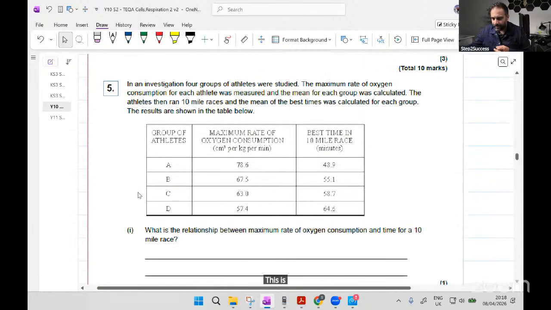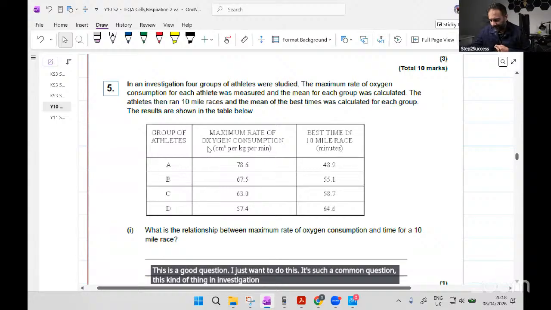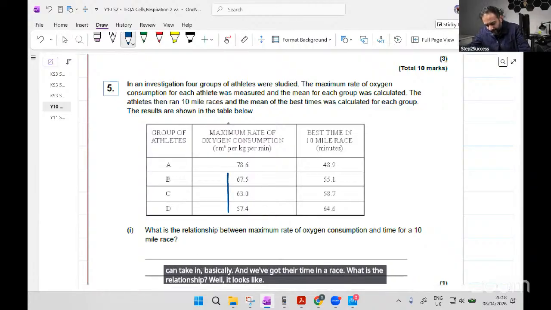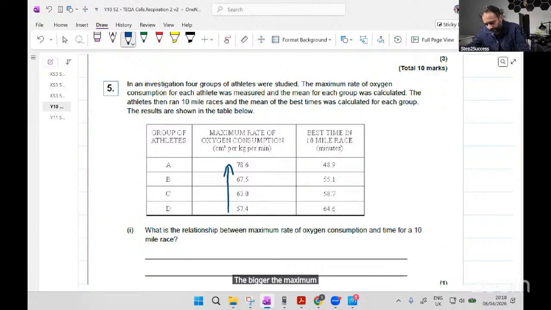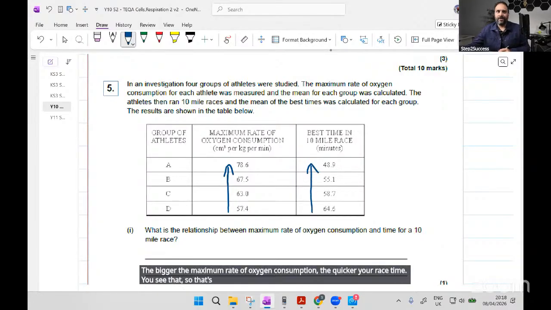This is a good question. I just want to do this. It's such a common question, this kind of thing. In an investigation, four groups of athletes were studied. The maximum rate of oxygen consumption was measured. So that's how much oxygen they can take in, basically. And we've got their time in a race. What is the relationship? Well, it looks like the bigger the maximum rate of oxygen consumption, the quicker your race time. You see that? So as that's bigger, that's a shorter time. In other words, you're probably able to run faster if you can get more oxygen into your body.